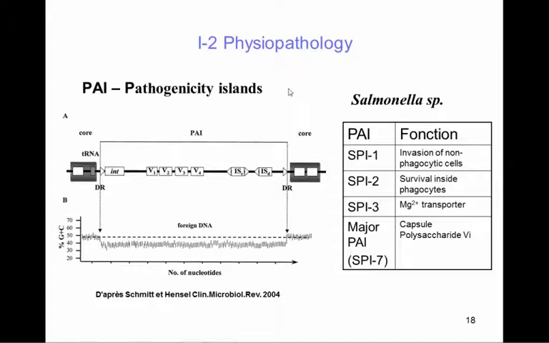So in Salmonella, for example, there are different pathogenicity islands, and each one carries the genes that code for one function. SPI1 has all the genes necessary for invasion of non-phagocytic cells. SPI2 has all the genes necessary for surviving inside the phagocytes. SPI3 has a siderophore system. And SPI7 codes for the enzymes that produce the capsule. So each pathogenicity island will carry the genes for one function involved in pathogenicity.